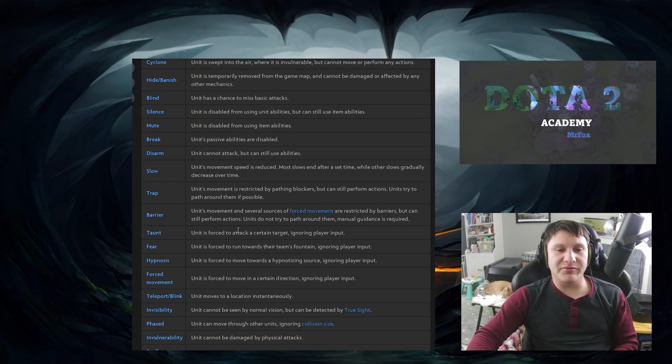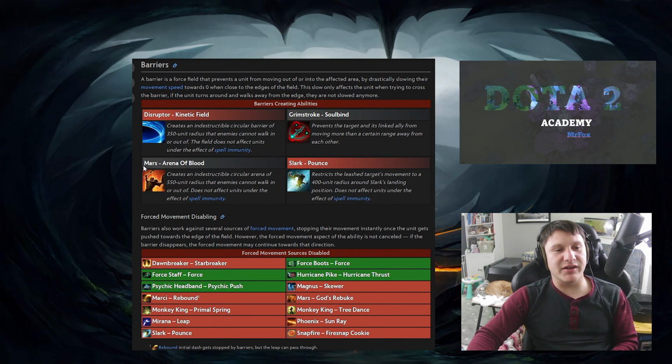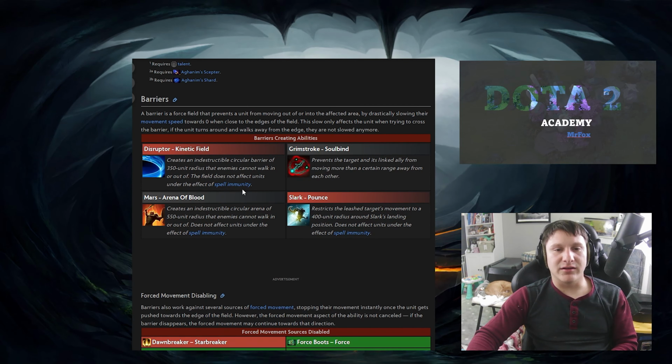Now, barrier: a unit's movement and several sources of forced movement are restricted by barriers, but can still perform actions. Units do not try to path around them. Manual guidance is required. Let's actually see an example of this. A barrier. Ah, yes, there we go. Arena of Blood. I was thinking about saying the arena, but I was thinking of a few other things. But here we are: Kinetic Field and Soulbind and Slark.